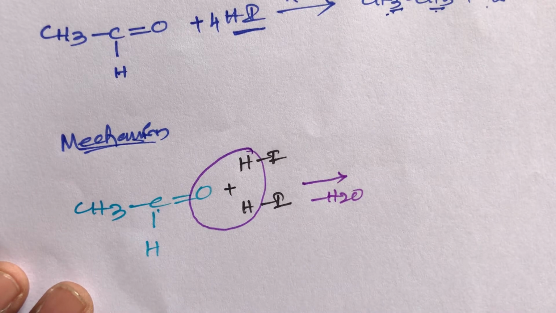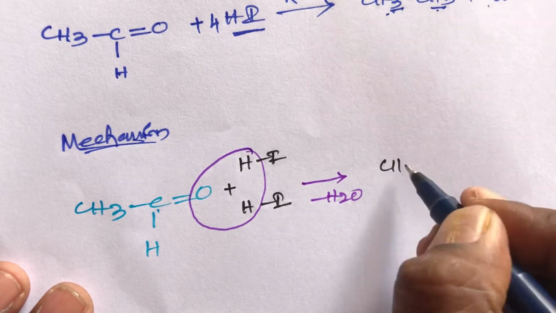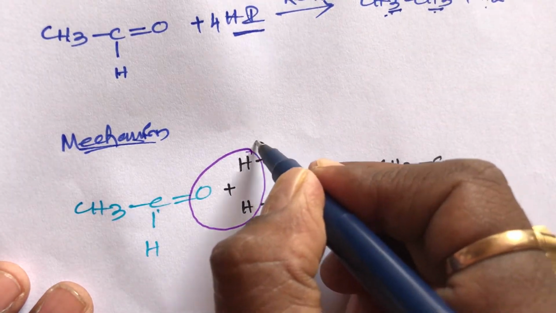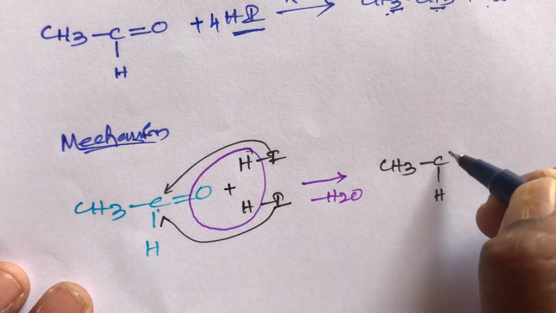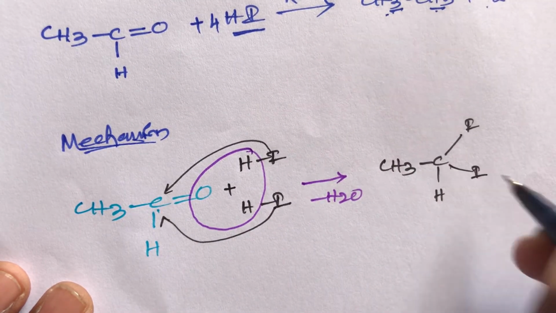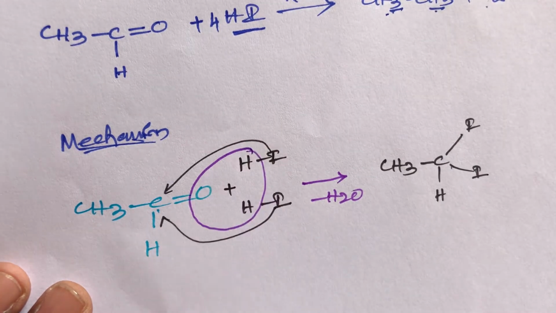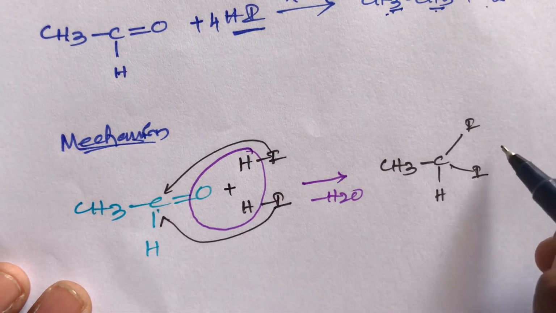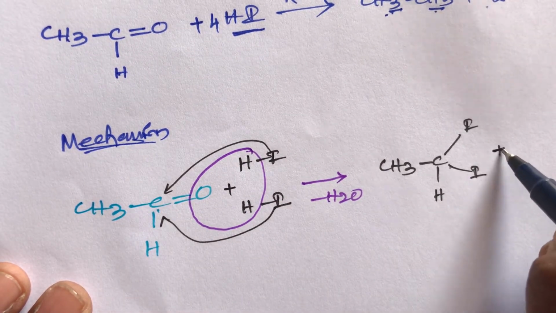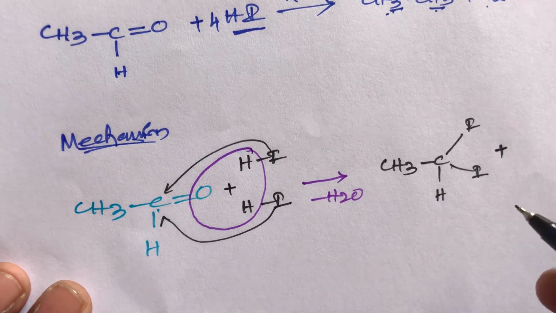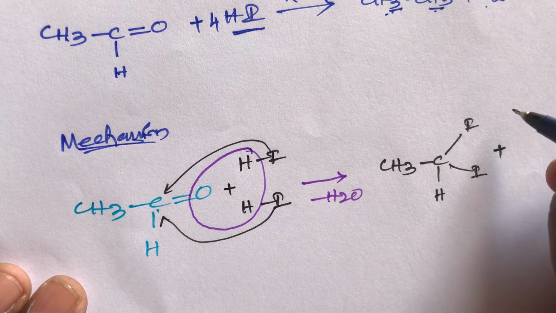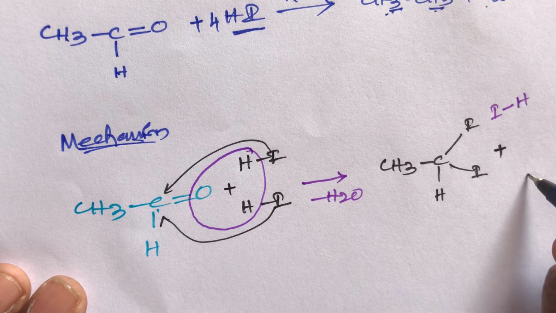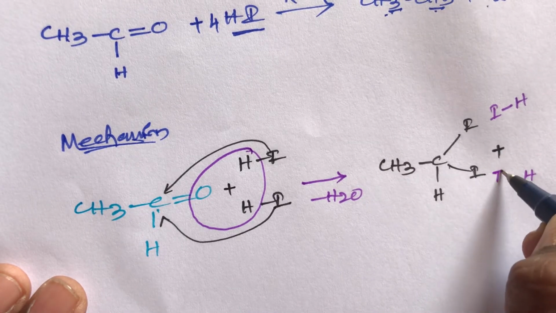Now the next step: CH3 C downside as usual, same hydrogen, and the remaining hydrogen attacks this position, iodine attacks this position, and here also iodine. The water is eliminated. After that 2 iodines are left; one iodine will attack this side and one more iodine will attack this side. Then again 2 moles of HI react, again 2 moles of HI involved.